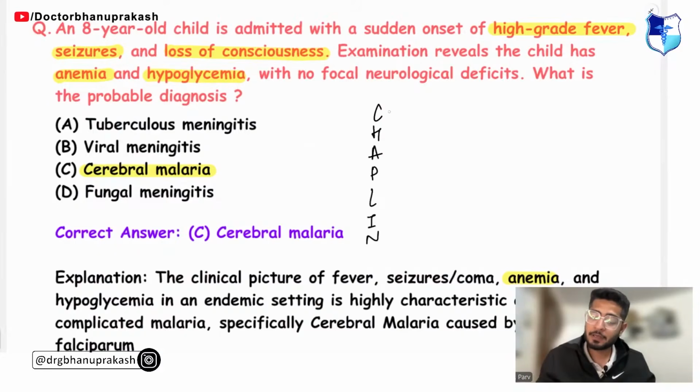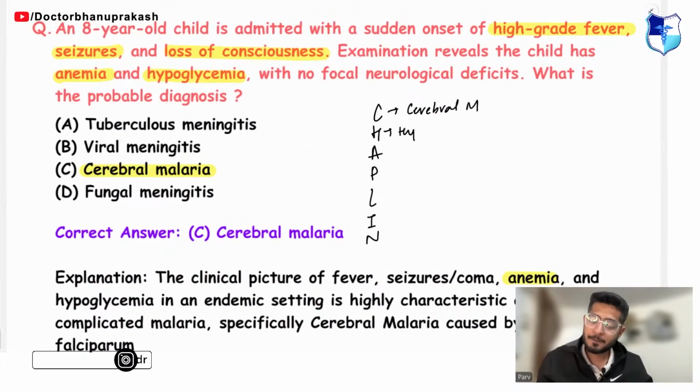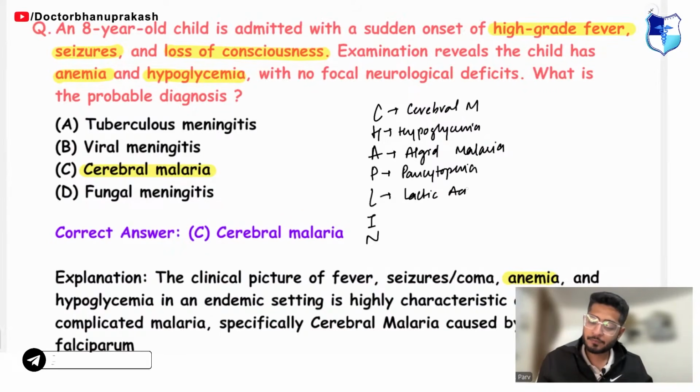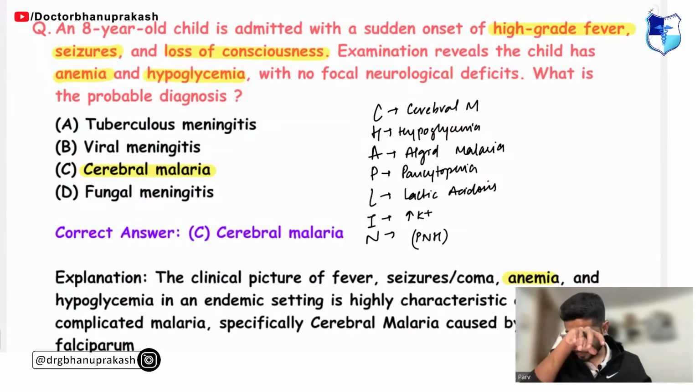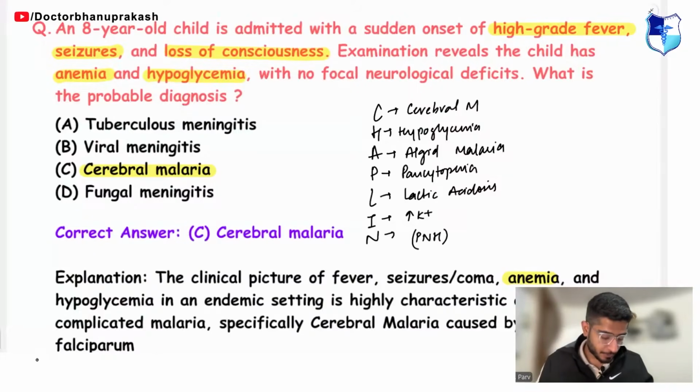The mnemonic is CHAPLIN. C for cerebral malaria, then H for hypoglycemia, then A for algid malaria, P for pancytopenia, L for lactic acidosis, I for increased potassium. Okay, so this is it. N is actually PNH, paroxysmal nocturnal hemoglobinuria. So this is how you have to remember.